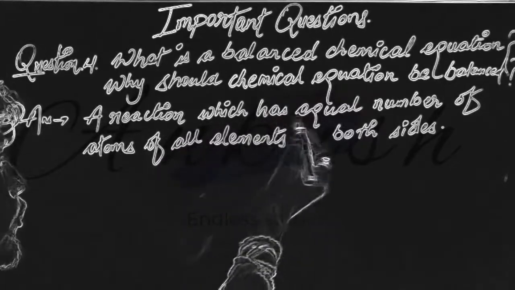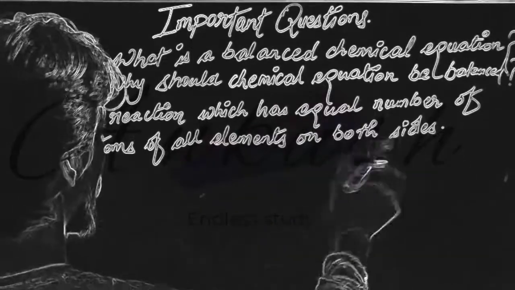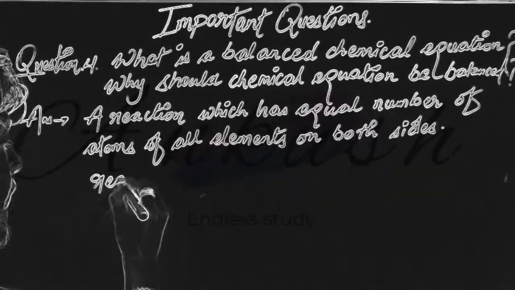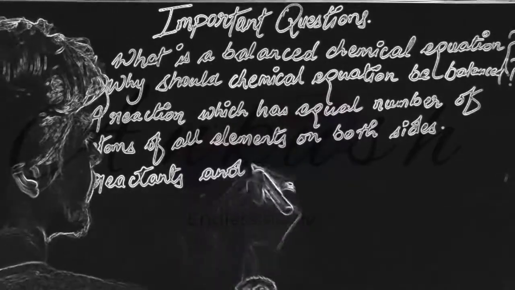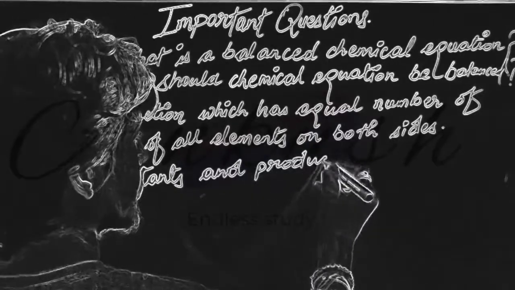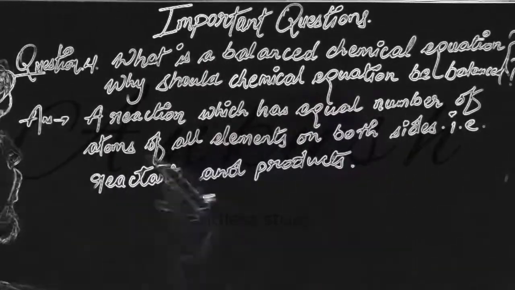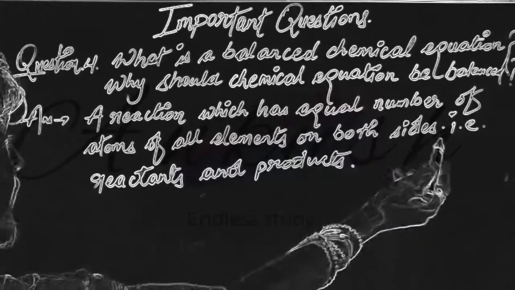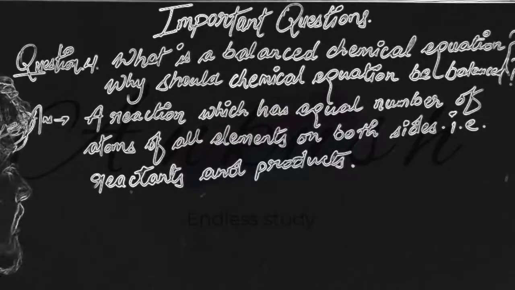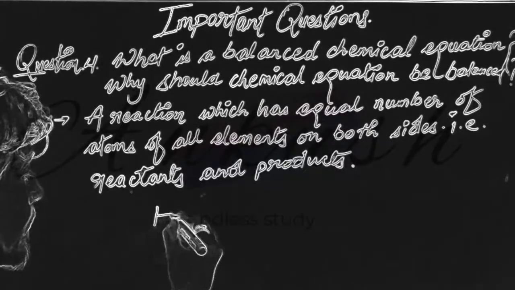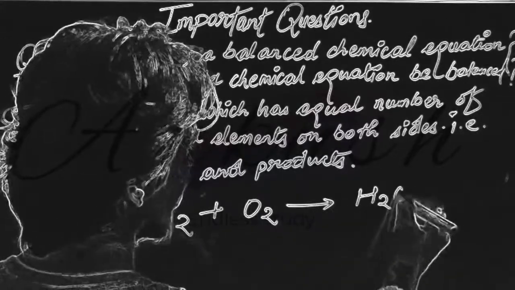A reaction which has an equal number of atoms of all elements on both sides, that is, reactants and products. So a reaction which has an equal number of atoms of all elements on both sides, that is reactant and product, is a balanced chemical equation. We can take the easiest example of water, that is hydrogen plus oxygen gives water, H2O.